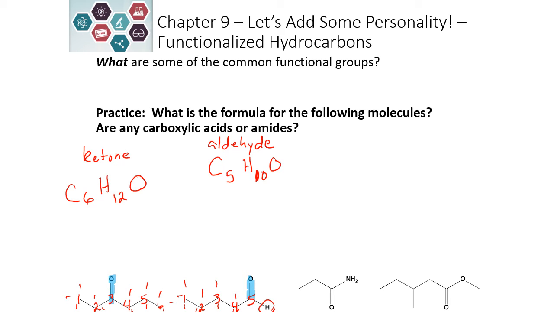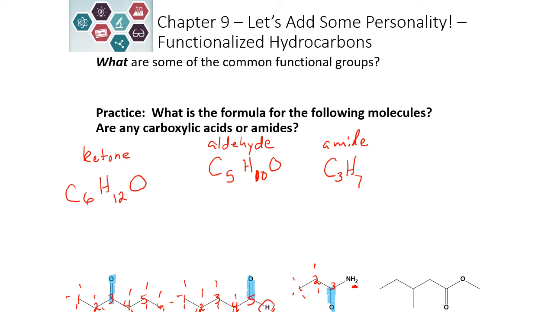Our next structure, we again have our carbonyl, but this time it's attached to an NH2. So this is an amide. If we want to count our carbons, 3 carbons. Now our hydrogens, we've got 3 on the first carbon, 2 on the second. Don't forget the 2 in the amide. So this is 7 hydrogens.